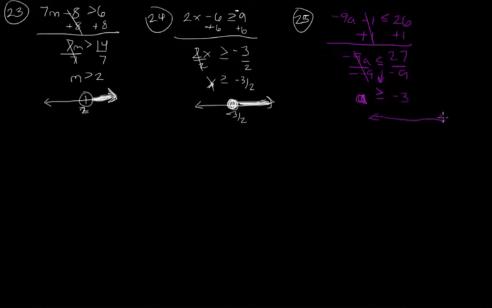And let's graph. -3. Closed circle because it has an or equal to. A is greater than or equal to -3, so shaded to the right because those are where the numbers that are bigger than -3 reside.